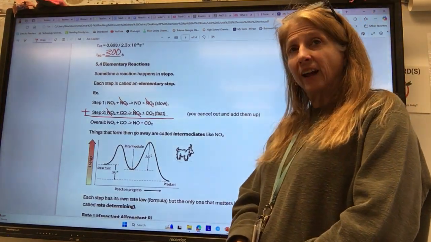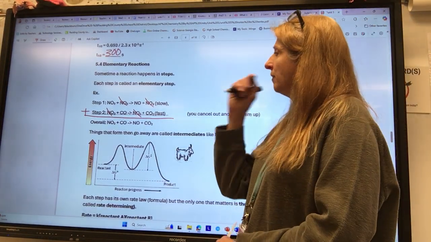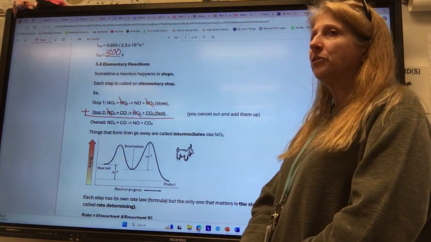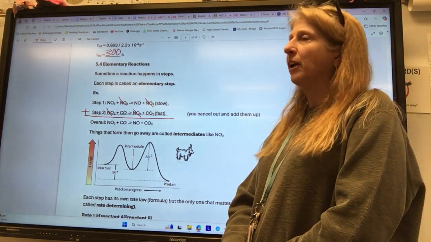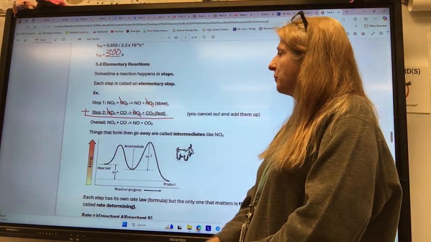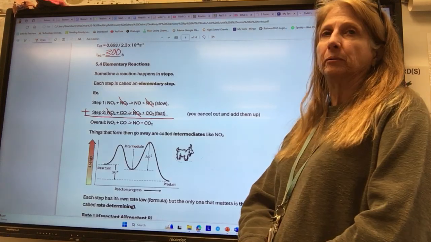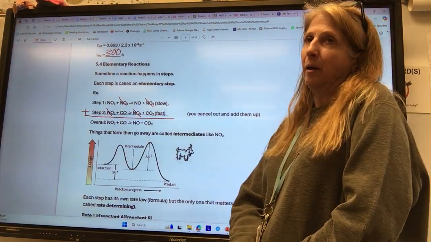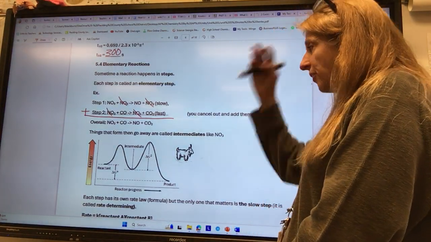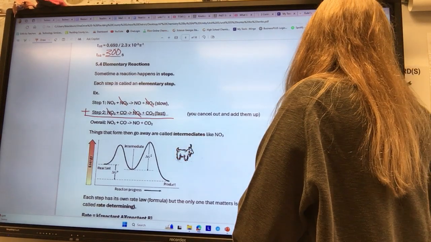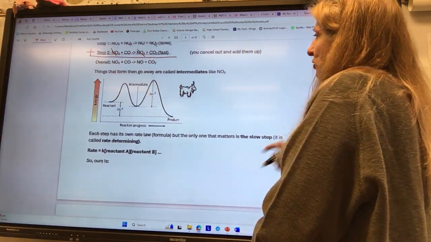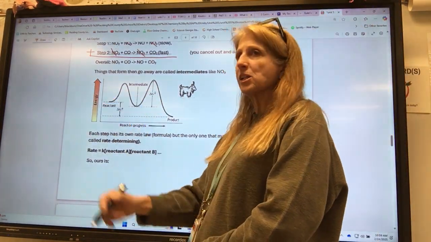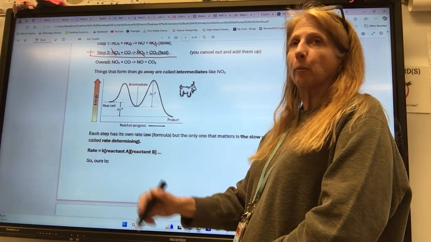Okay, so the next idea is the steps. There'll be a slow step and a fast step. And the one that controls the rate of the reaction is the slow step. Okay, so that makes sense, right? Okay, so now this is what the graph looks like. We have done reaction graphs before, but now we got two hills, two steps.